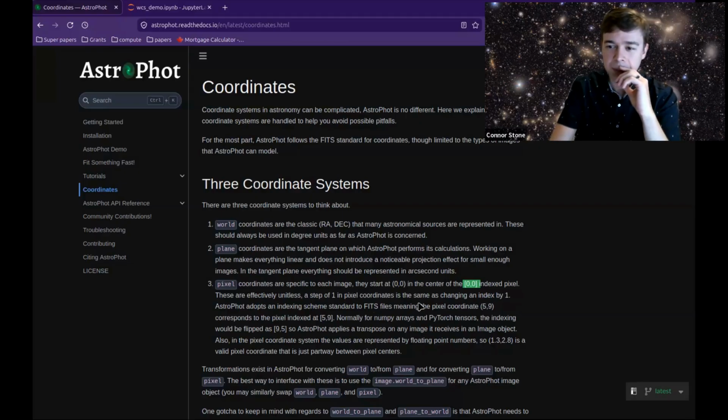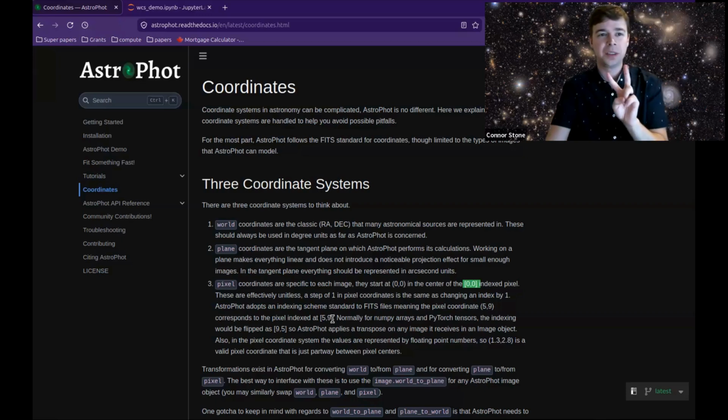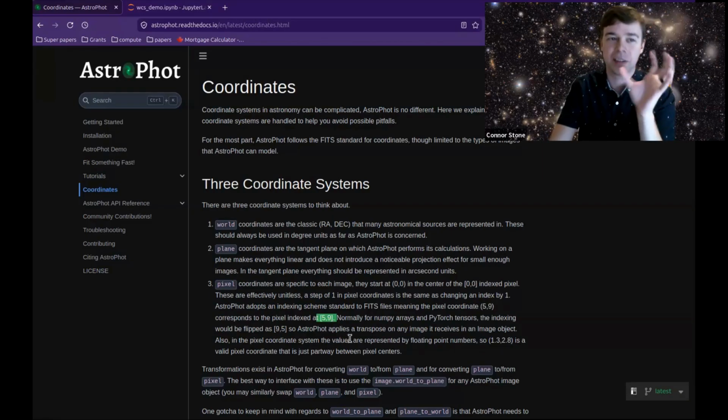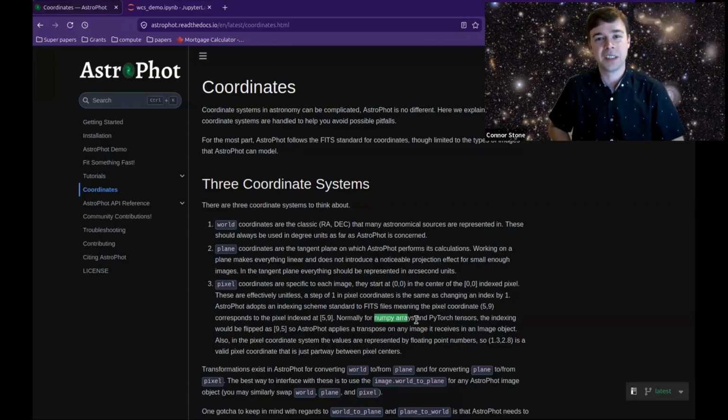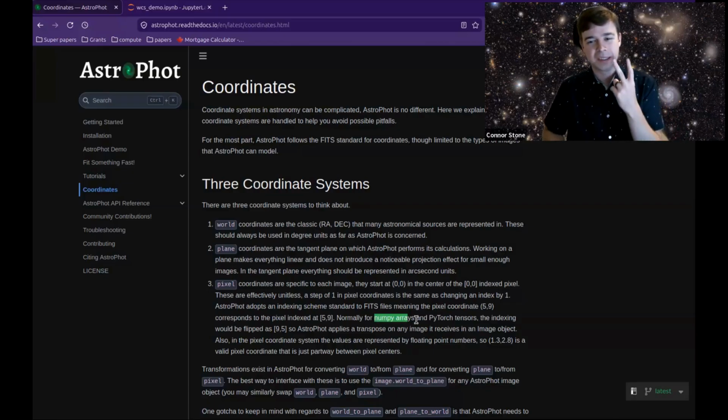Keep in mind that FITS and AstroPhot use the indexing in the same way as the coordinates. So the coordinate 5, 9 corresponds to the pixel at 5, 9 as far as AstroPhot is concerned. Whereas normally for NumPy and similar numerical packages in Python, they flip those coordinates. So normally if you wanted to access the 5, 9 pixel, you would actually enter 9, 5.